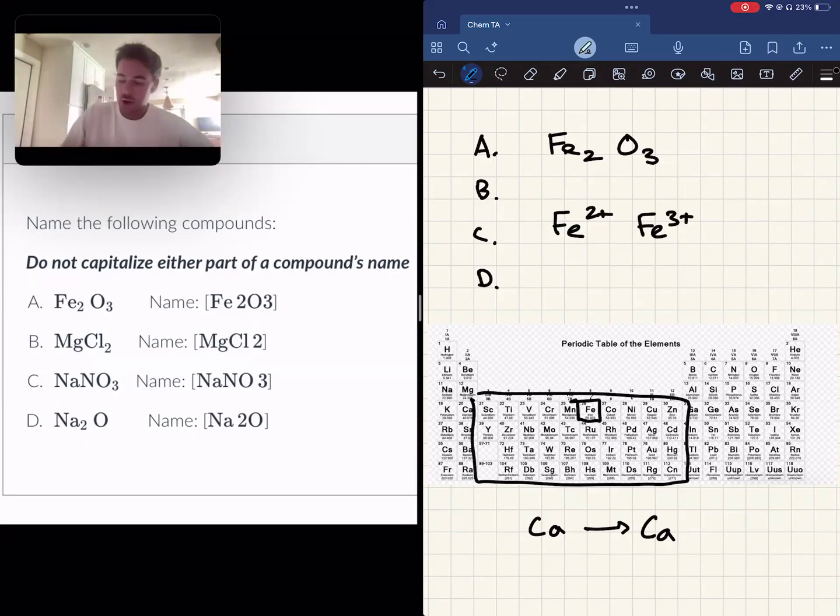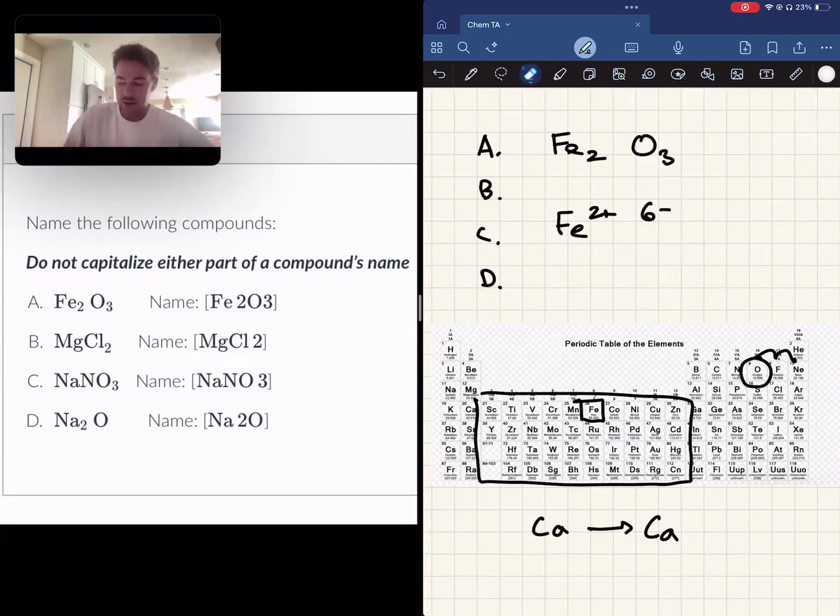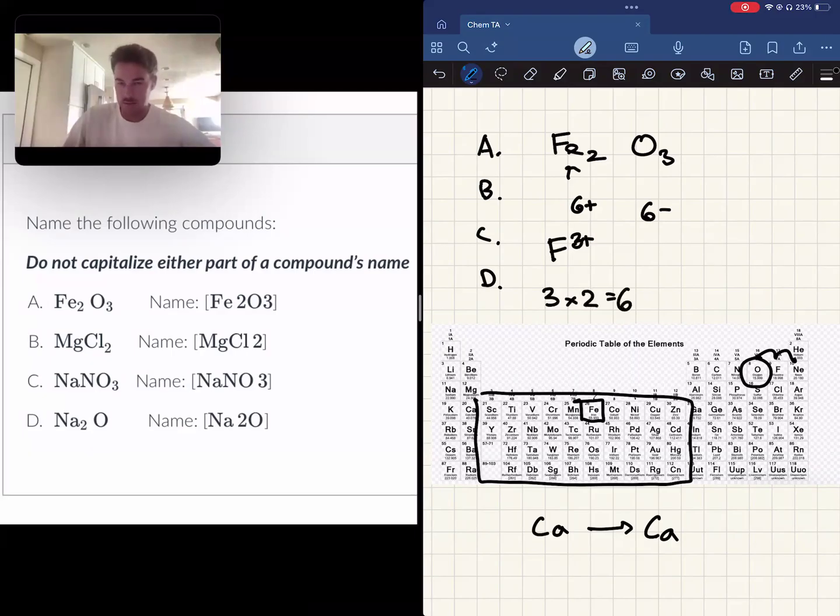So to find this out, we'll start with oxygen. What's the charge it usually has? It's right here, 1, 2. It usually has a 2 minus charge. So if there's 3 oxygens, the total charge oxygen is creating is going to be 6 minus, right? Which means the balancing charge would have to be 6 plus. If there's 2 irons, that means iron is going to have a 3 plus charge because 3 times 2 is 6. So we're balancing out the charges here.